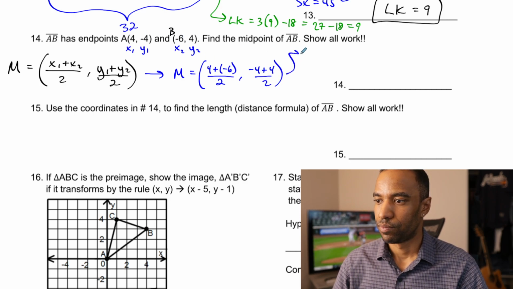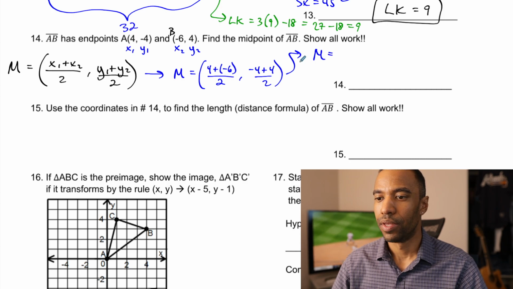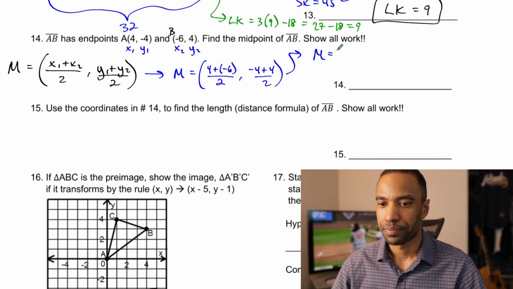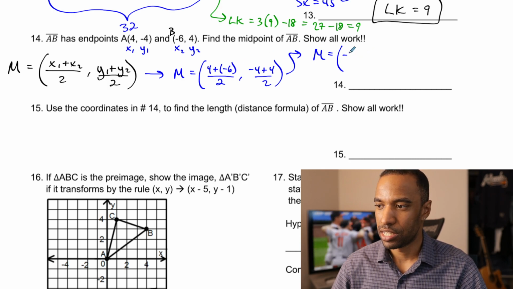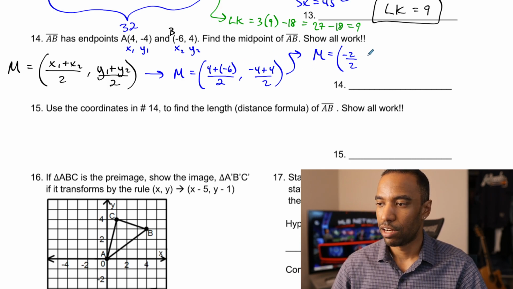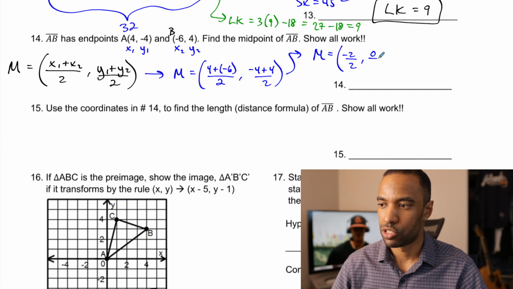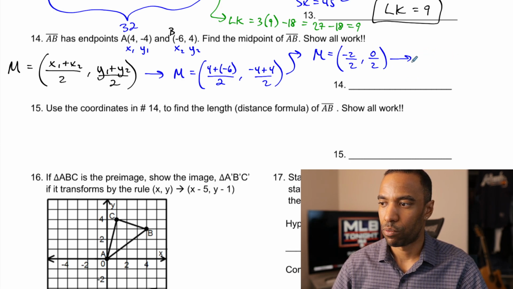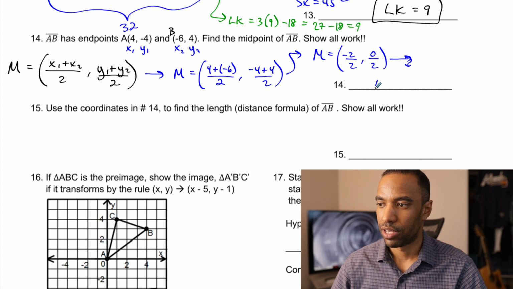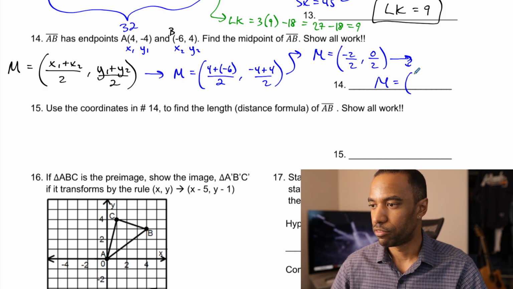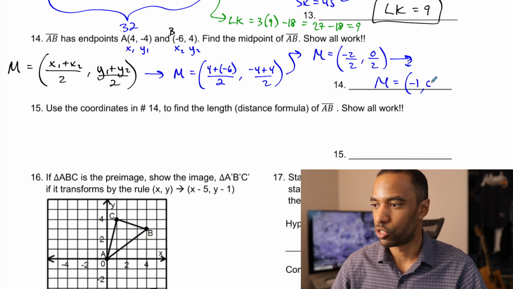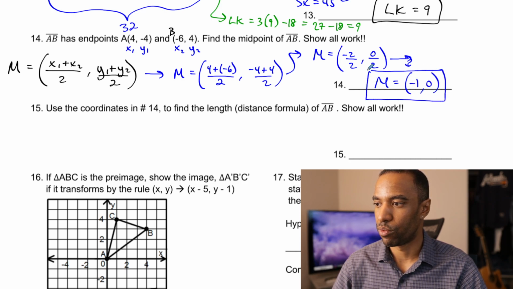Kind of short on room here. Midpoint right there. That'll be 4 plus negative 6, 4 minus 6, that's negative 2 over 2. Negative 4 plus 4 is 0, so that's 0 over 2. And that will give us, actually, let's put it right down here. That'll give us a midpoint of: negative 2 over 2 is negative 1, and 0 over 2 is 0. So the midpoint is (-1, 0).